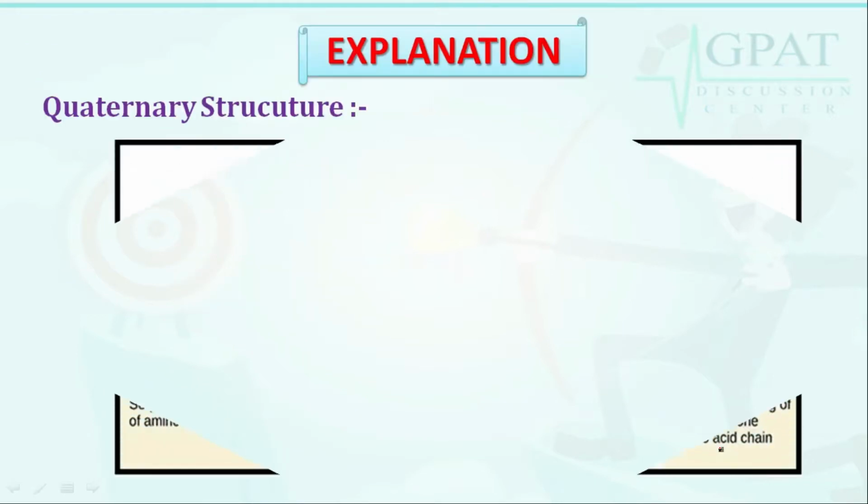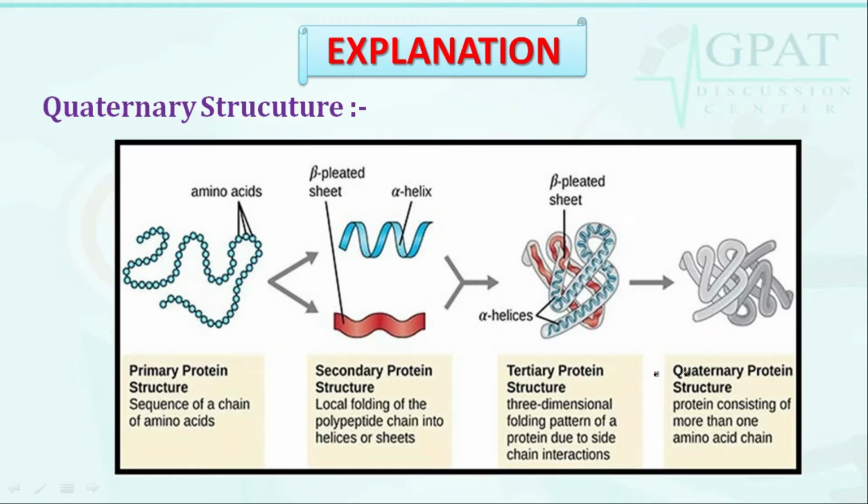So let's discuss with the help of the explanation. Here we have the protein structures. First one is primary protein structure, the sequence of amino acids, chain of amino acids. Second one is secondary protein structure, local folding of the polypeptide chains into helices or sheets. And third one is tertiary protein structure, in which there is 3D folding of a protein due to side chain interactions. And at last, quaternary protein structure, where the protein consists of more than one amino acid chain. So the correct answer is quaternary structure.